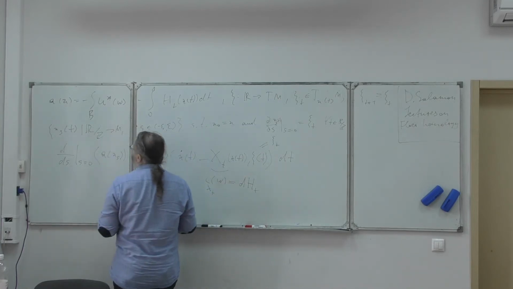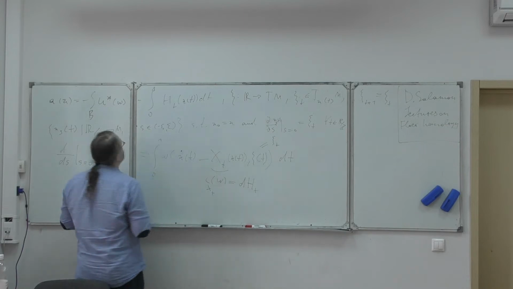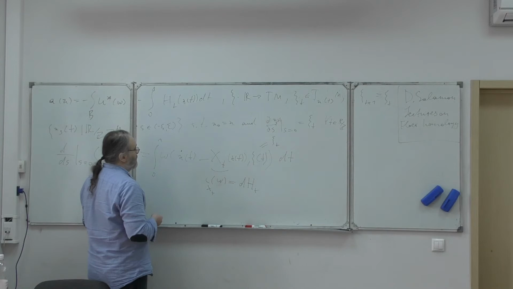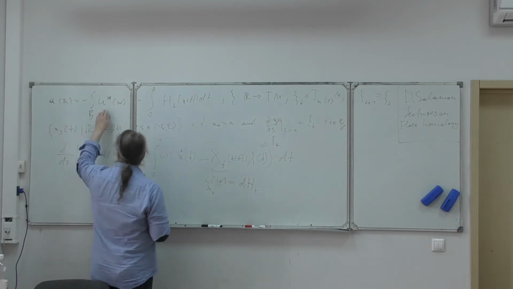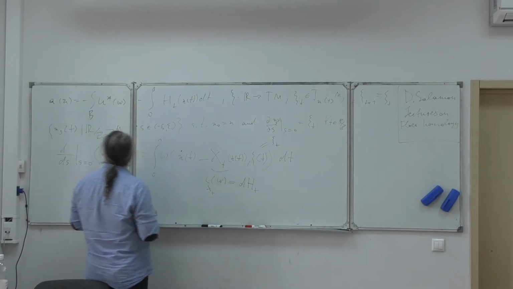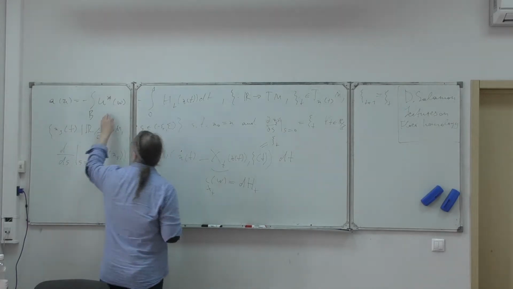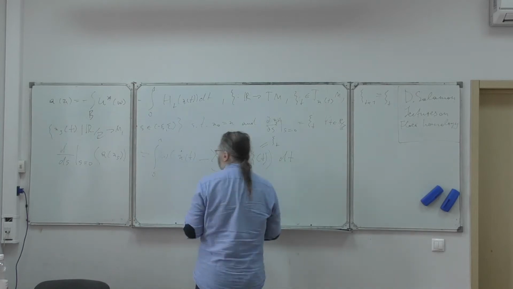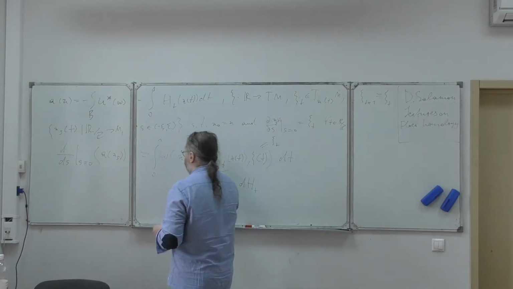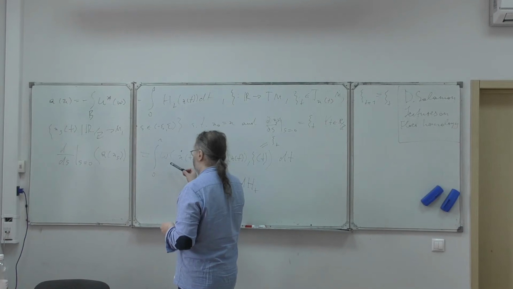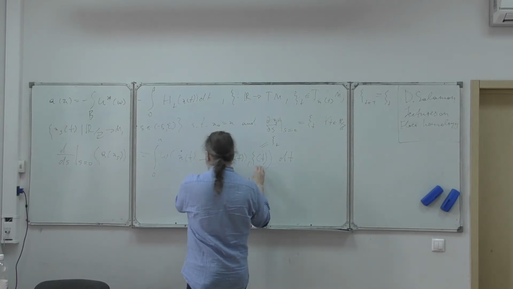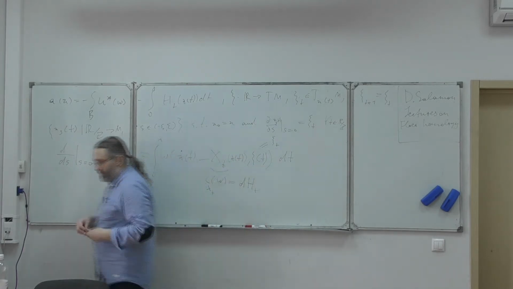Okay. Now let's see what happens when we differentiate. We have two summands, and the differential of the first summand is this, and the differential of the second summand is this. Let's briefly see why.